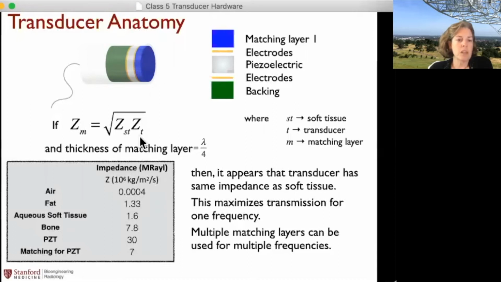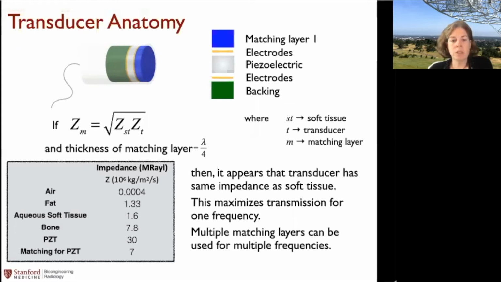of those interfaces. The other component of the matching layer is that usually the thickness is set to be a quarter wavelength. This comes from transmission line theory, but we don't really have time to get into that. But if you do these two things, then it looks like the transducer has the same impedance as soft tissue. And so that really maximizes the transmission for one frequency. If you want really good transmission for several frequencies, then you might use multiple matching layers for multiple frequencies. And so coming up with exactly what the matching layer looks like is a perfectly reasonable homework question that people might see.